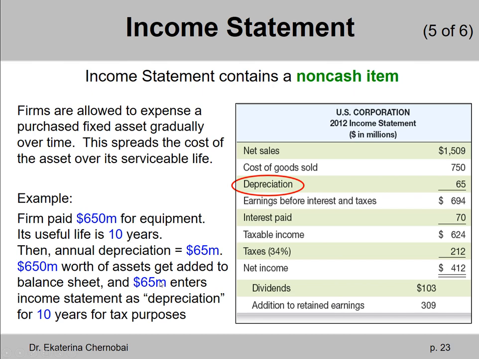And so the $65 million annual depreciation will be used in the income statement during the first year since the equipment purchase, during the second year, the third year, the fourth year, all the way to year 10 since the equipment was purchased. If you did not have depreciation, then our taxable income would be higher and we would be paying more in taxes. So it's a good thing for firms to have this depreciation deduction that's allowed for tax purposes, because it allows them to save money in taxes.